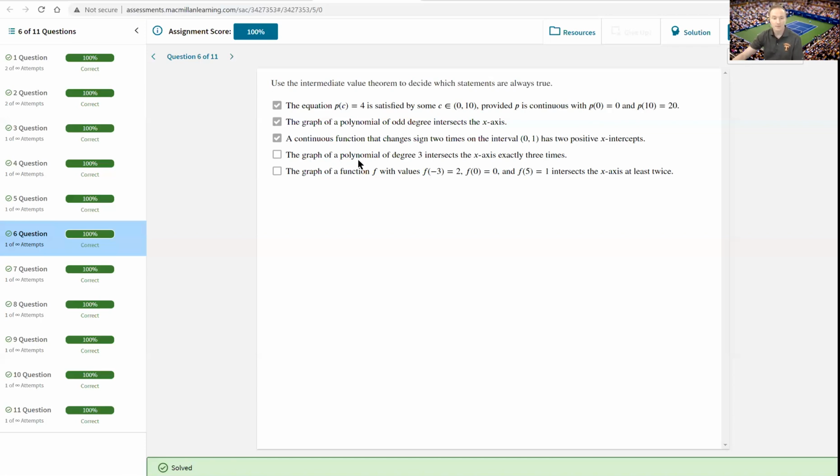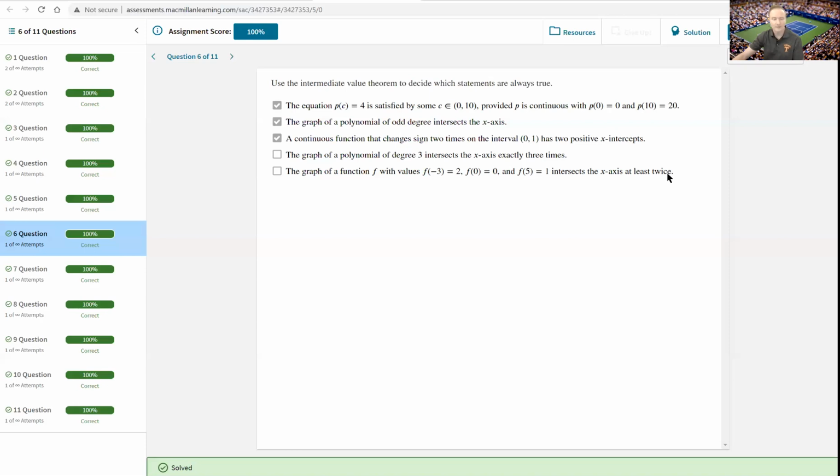So that one is just not true at all. The only thing that the intermediate value theorem would assure us is that it has to cross once. It certainly doesn't say that it has to cross 3 times. The last one here, the graph of a function with functional values f of -3 is 2, f of 0 is 0, and f of 5 is 1, intersects the x-axis at least twice.